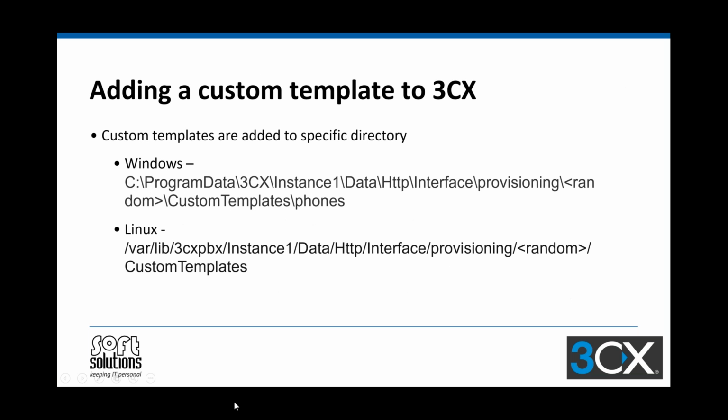So how do we add a custom template to 3CX? Probably the easiest way is via the management console. With that way, you look at the official template, make a copy, and then edit it from there. But if you have a pre-made template that you want to add, the directories here on the screen are where you'll put them.